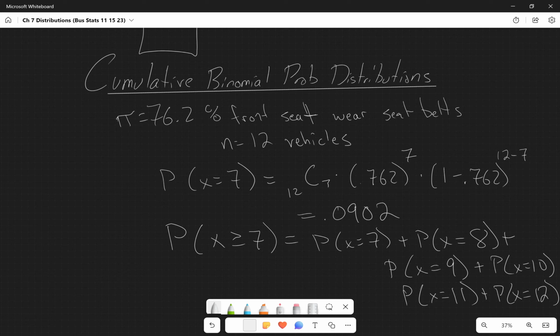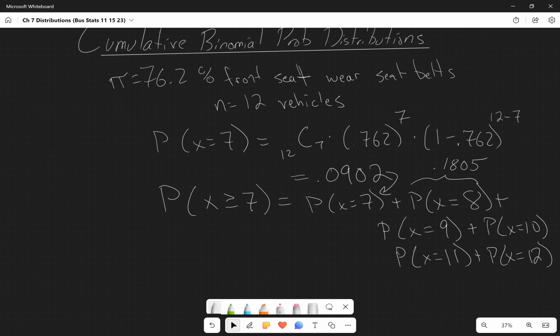So we're going to take this 0.0902 number and we're going to put that in this probability. We're going to calculate the probability that x is equal to 8, which we're told is 0.1805, and we're going to add that up. And so doing this, we end up with a probability of at least 7 people wearing their seatbelts of 95.62%, given the fact that 76% of all people, right, and 7 out of 12 is less than 76%. That makes sense to me. Again, it passes the sniff test. You can find the Excel commands for this stuff in Appendix C.